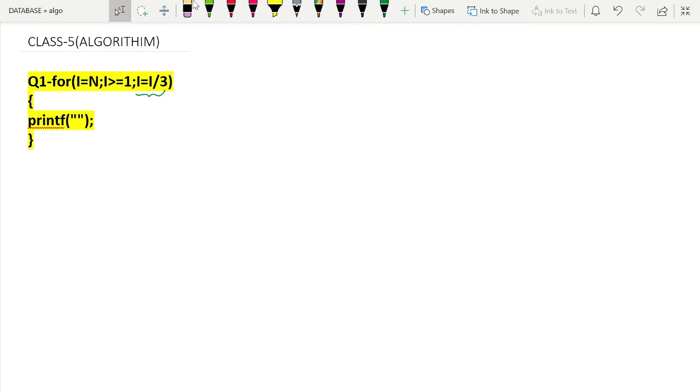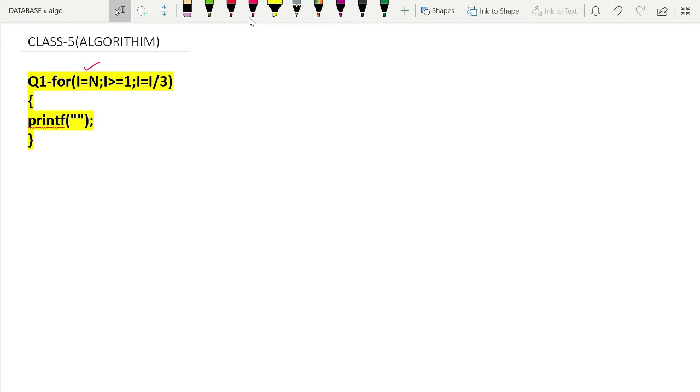Time complexity is nothing but the number of times the statements are getting executed, and then we add those terms. So we have to find out how many times this loop will get executed and this statement will get executed, and then we can add them and find out the time complexity. Let's see the question.